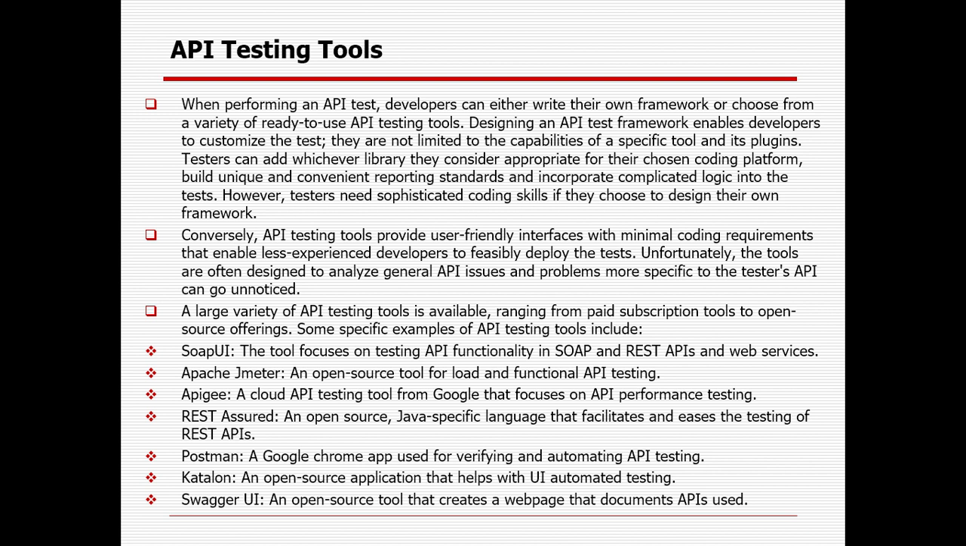Apigee, a cloud API testing tool from Google, focuses on API performance testing. REST Assured is an open source Java-specific language that facilitates and eases the testing of REST APIs. Then Postman, a Google Chrome app used for verifying and automating API services. Katalon, an open source application that helps with UI automated testing. Swagger, an open source tool that creates a web page that documents the API.